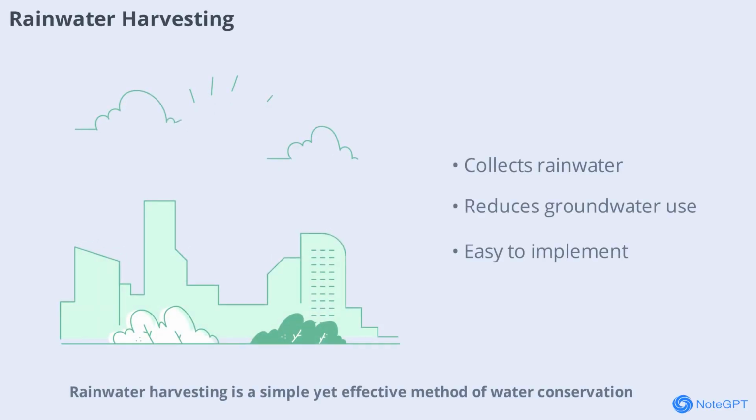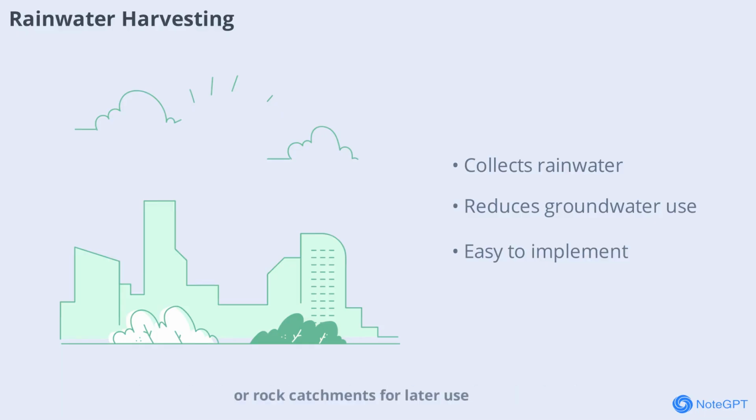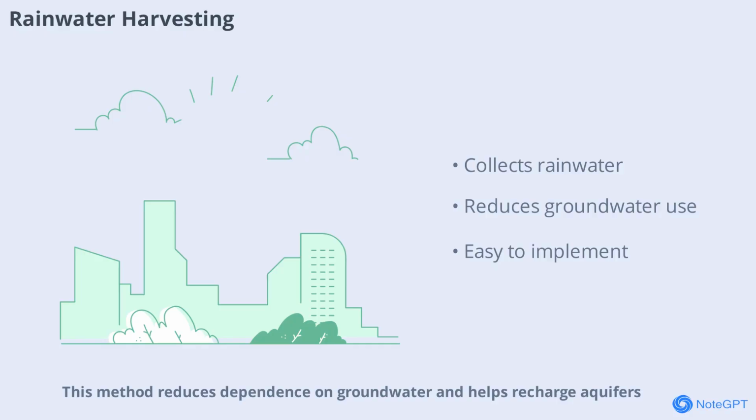Rainwater harvesting is a simple yet effective method of water conservation. It involves collecting and storing rainwater from rooftops, land surfaces, or rock catchments for later use. This method reduces dependence on groundwater and helps recharge aquifers. Rainwater harvesting is especially useful in areas with irregular rainfall and can be implemented at both household and community levels.